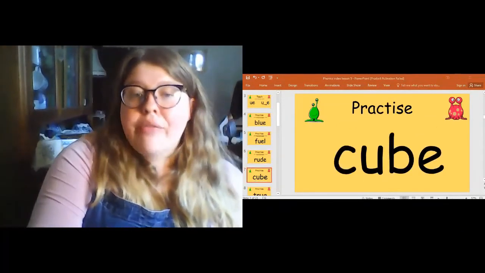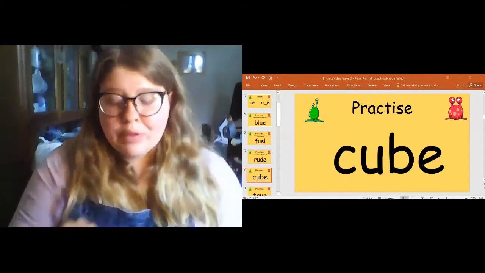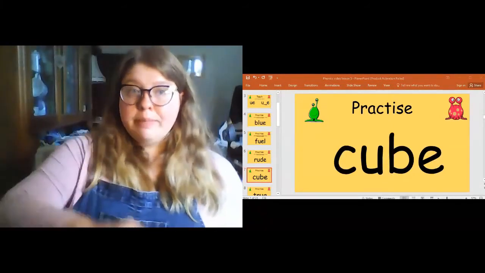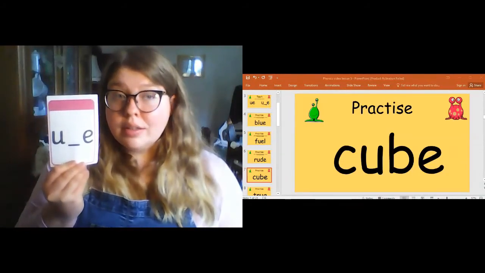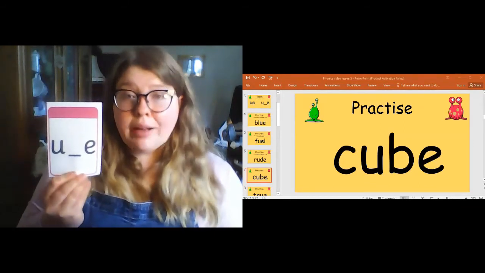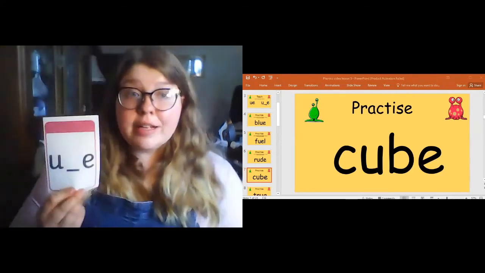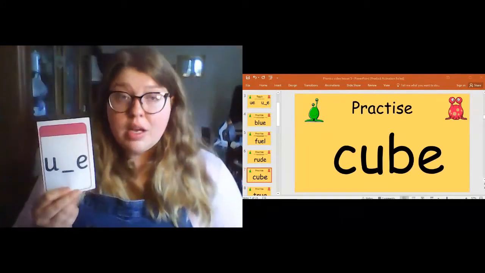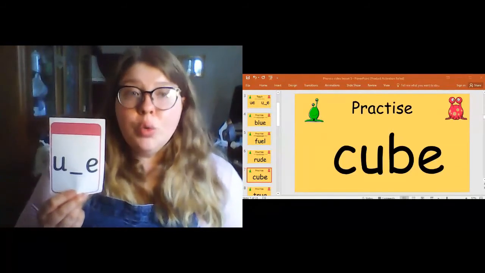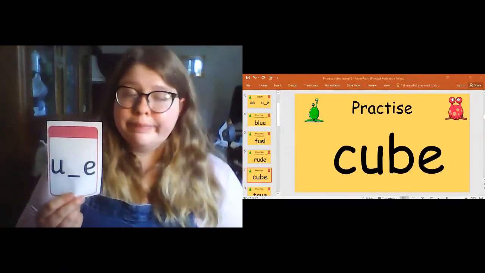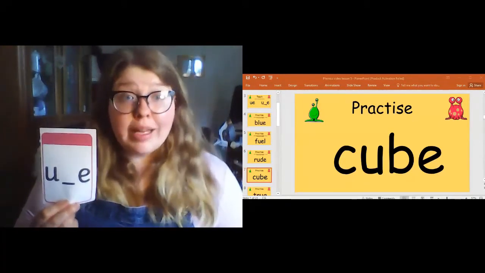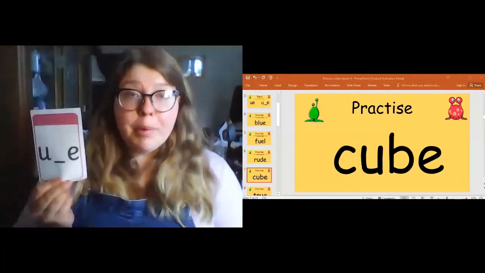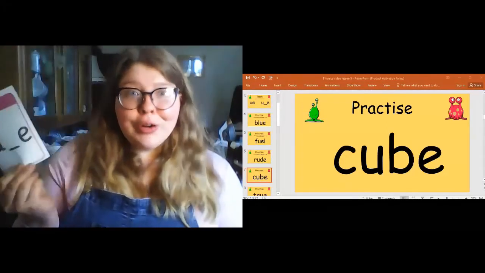Let's have a go at this one. Ready? Okay. I instantly spot there's a split digraph. So have a little go. Ready? Okay. Remember, I'm going to try it the oo sound first, and then I'm going to try it with the u sound. So I'm going to go k, oo, b, coob. Doesn't sound right to me, coob. Doesn't sound like a word. So I'm going to try it the second way. K, u, b, cube. Cube. That sounds right to me.